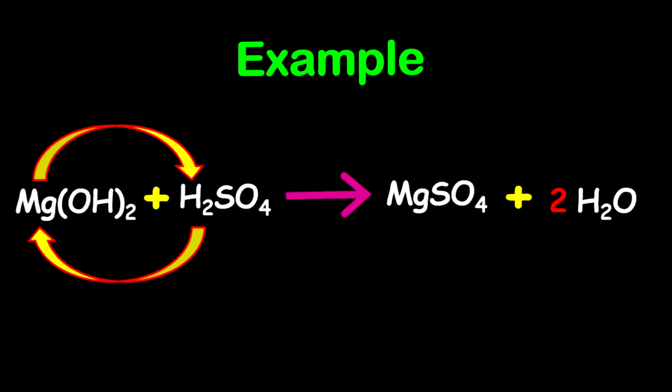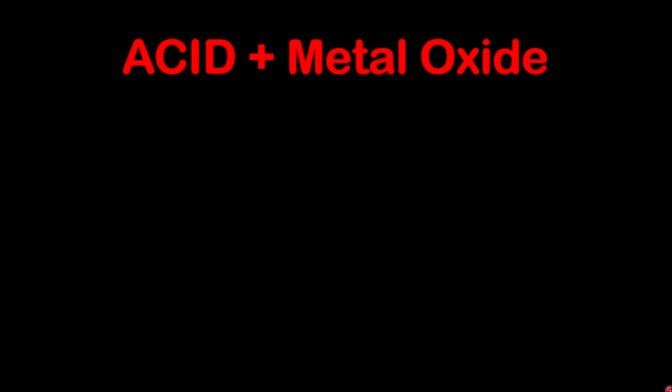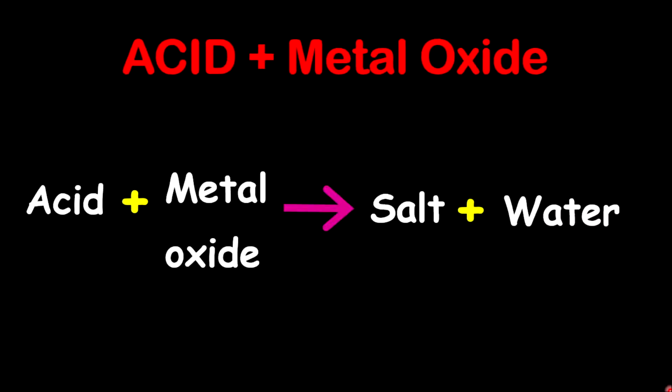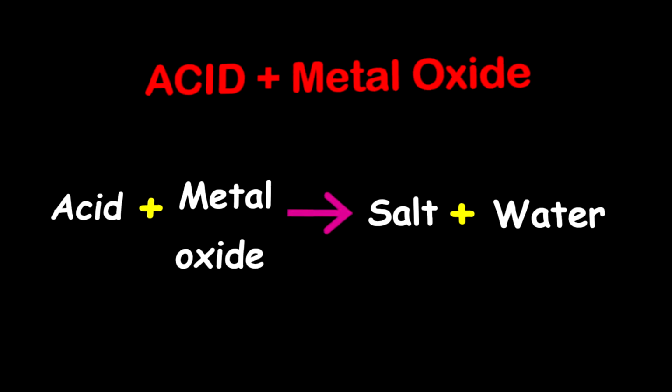And so we can now jump into our other example, acid plus metal oxide. And a point to note is that acid reacting with base and also metal oxide, they are a form of neutralization reaction. And so acid reacts with metal oxide to produce salt and water as well. And so let's look at an example.